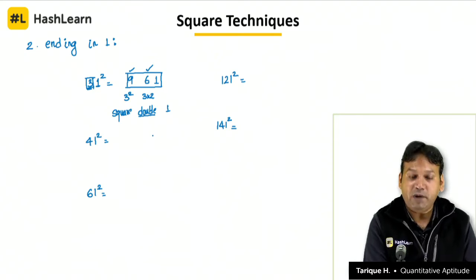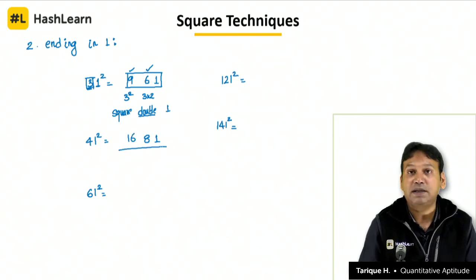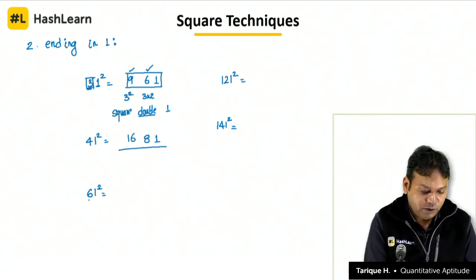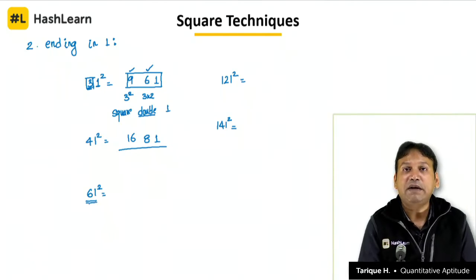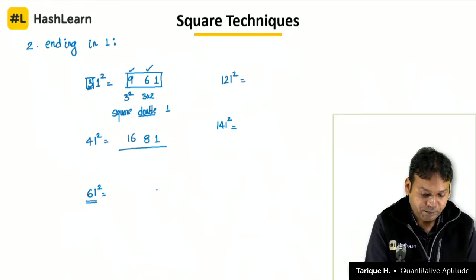So 41 square will be how much? 1, 4, double of 4 is 8, and the square of 4 is 16. So what will be the answer? 1681. Suppose you are finding 61 square. Now here we will have to take a carry. So आप इसको थोड़ा ध्यान से देखिए, focus on this technique.